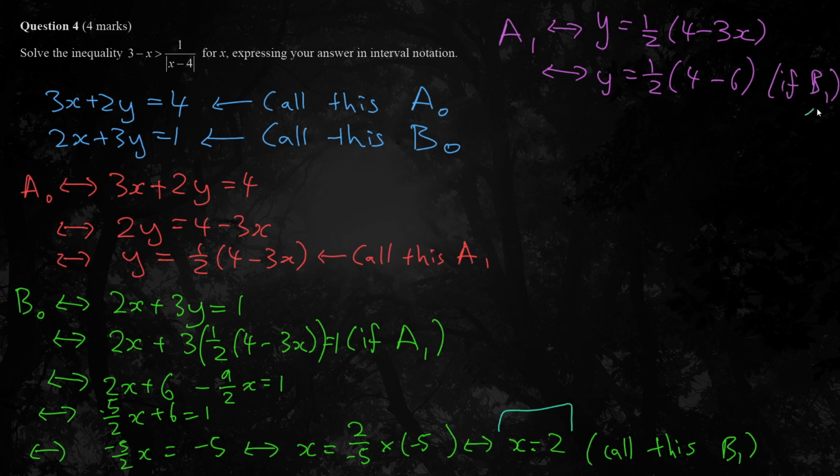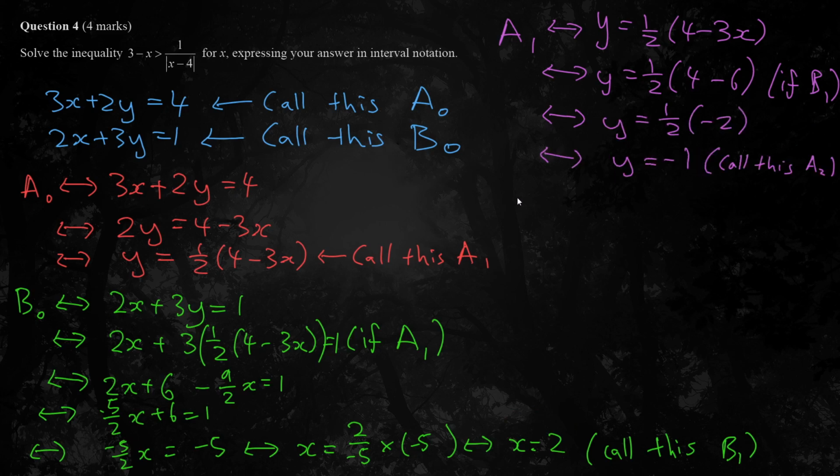And I'll just put here, if B1. Remember, we're allowed to use the latest version of B. So in this context, it would be B1. Which is equivalent to y equals -1. And so at this point, we're done, right?